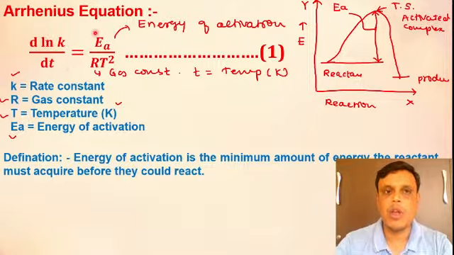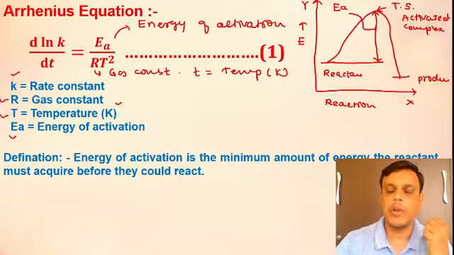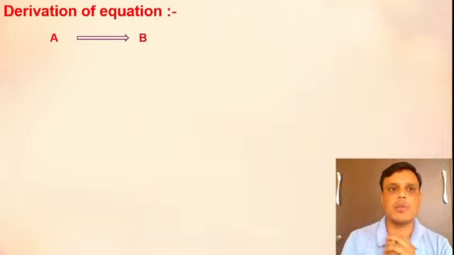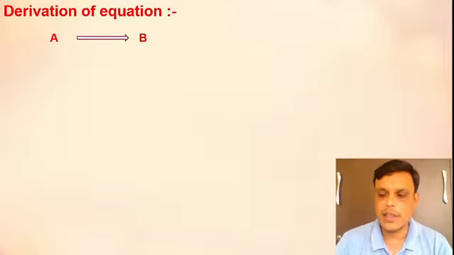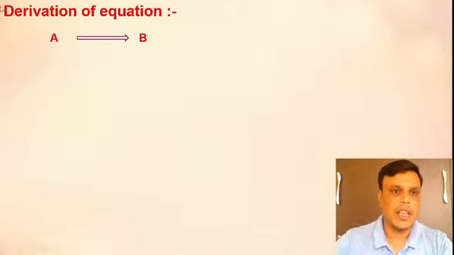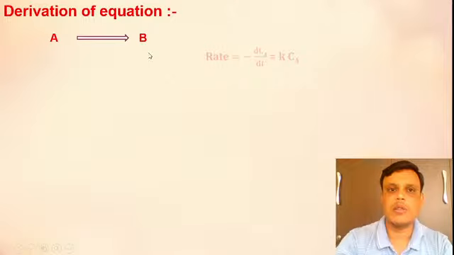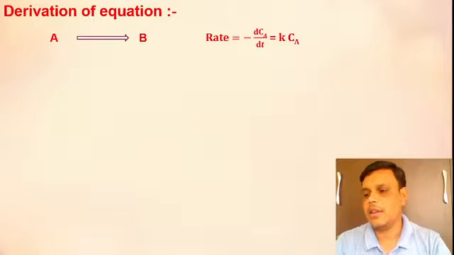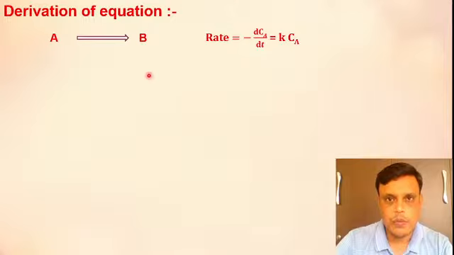And how will you derive it? Two methods are there. First we will apply van 't Hoff, and second we will apply the Maxwell-Boltzmann distribution law. So let us start with the derivation using van 't Hoff, and we will consider a very simple reaction, A goes to B. Here A is the reactant and B is the product, and for this reaction we will apply a rate law. Rate is equal to minus dCA by dt.